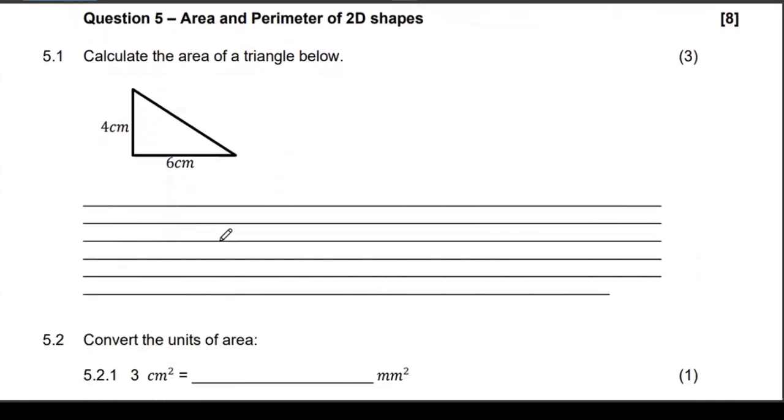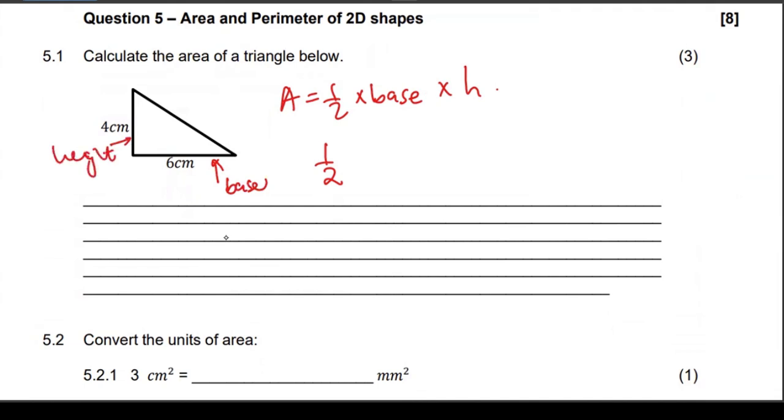Then question 5, which is area and perimeter, they want us to calculate the area of a triangle. So we know that for a triangle, the area is given as a half multiplied by the base multiplied by the height. So a half, this 6 is the base, this 4 is the height. So a half times 6 times 4. From your multiplication, you know what to do. Multiply the numerator separately, denominator separately. So that's going to be 24/2, which is 12. But area is measured in square units.